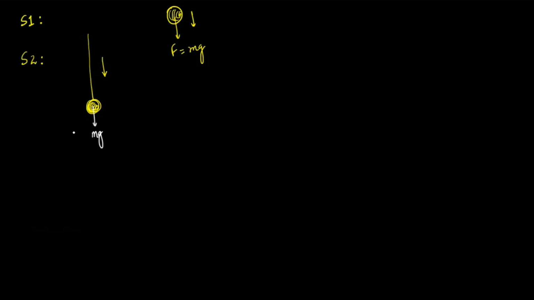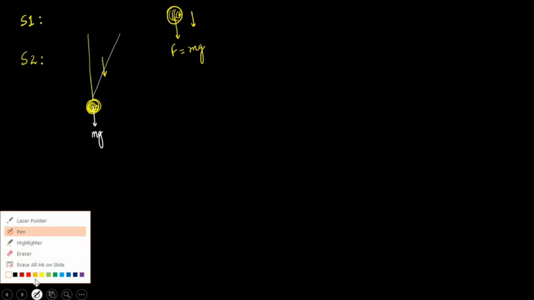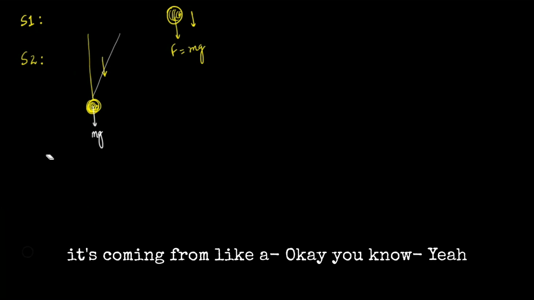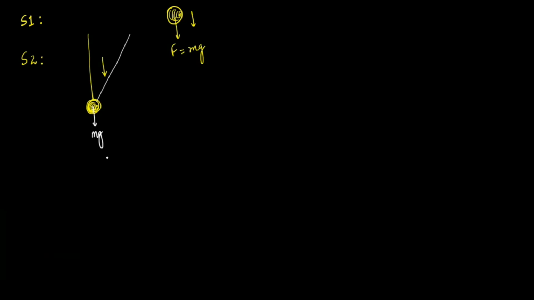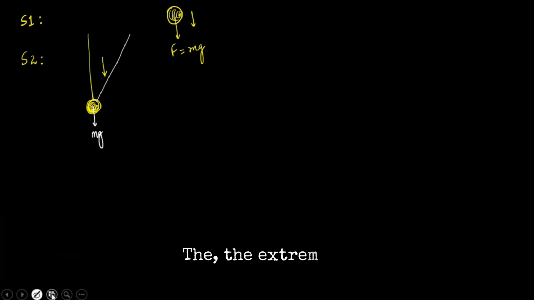So basically the way it works is that the string, the way you drew it, is not coming from the middle. It's coming from the side, from the right side of the circle, not from the top, sir. It wraps around. No, not like this, sir. It's just a straight line, but the line starts from the right side of the circle, the extreme end of the circle.